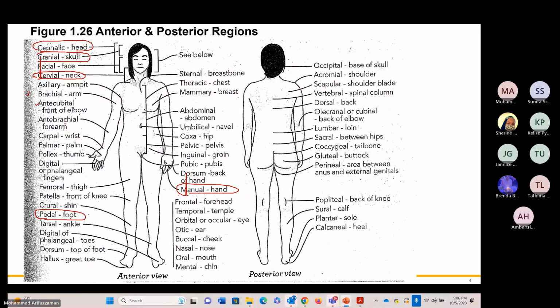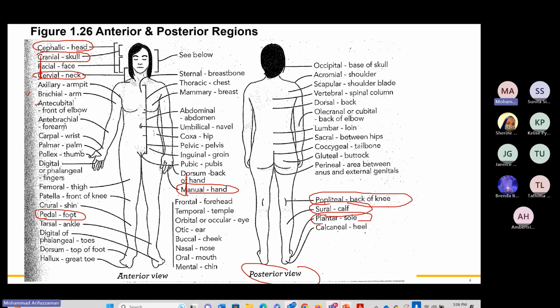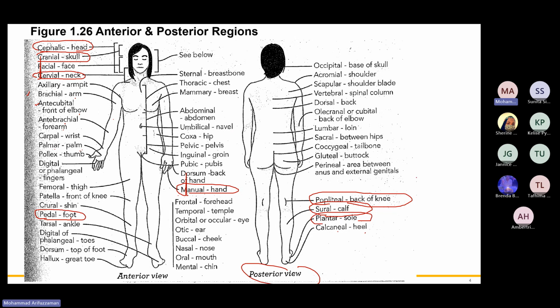And the other important ones, in the posterior view: the popliteal means the back of the knee. Then sural means the calf. The plantar means the sole, and calcaneal means the heel. I'll overview all those anatomical regions again when I make a review. So this slide is very important, and please try to review all the important body regions, anterior and posterior.